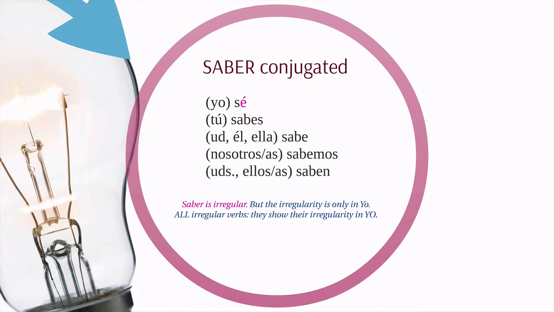Let's say them together without the subject pronouns. Repita, por favor. Sé. Sabes. Sabe. Sabemos. Saben. So notice that after first person, this is really regular. It's saber, it's an ER verb, and it just goes sabe, sabe, sabemos, saben.